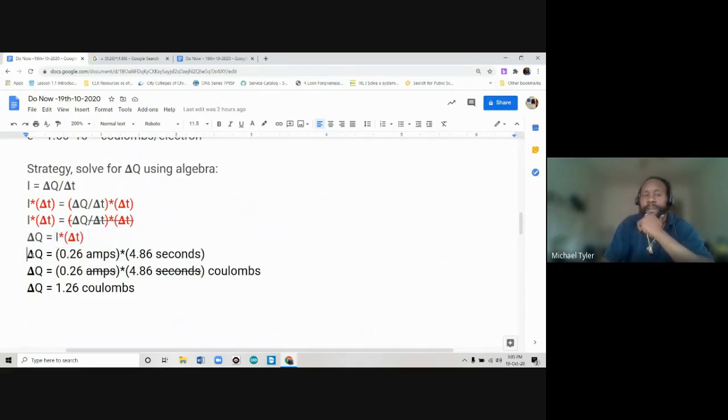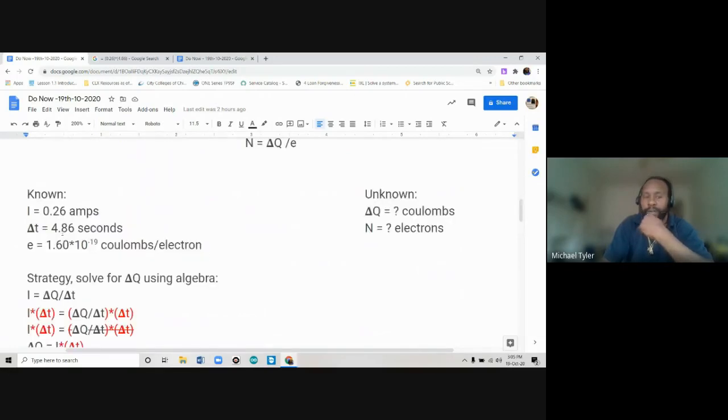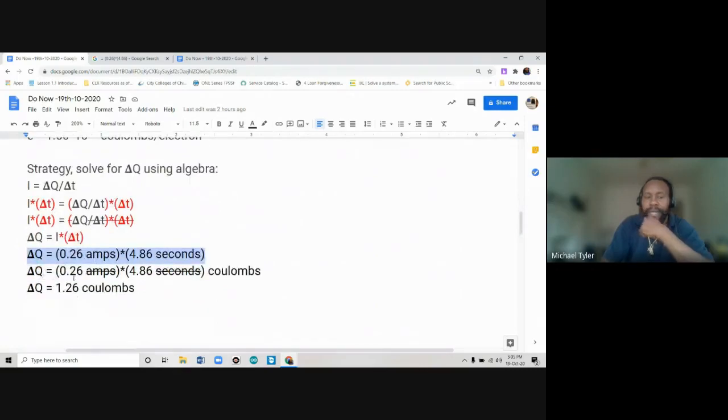We then put our values in from what we have in our known and unknown section here. That's why we did that. Next, you have to understand amps and seconds, they cancel out to make coulombs. That's actually what a coulomb is.